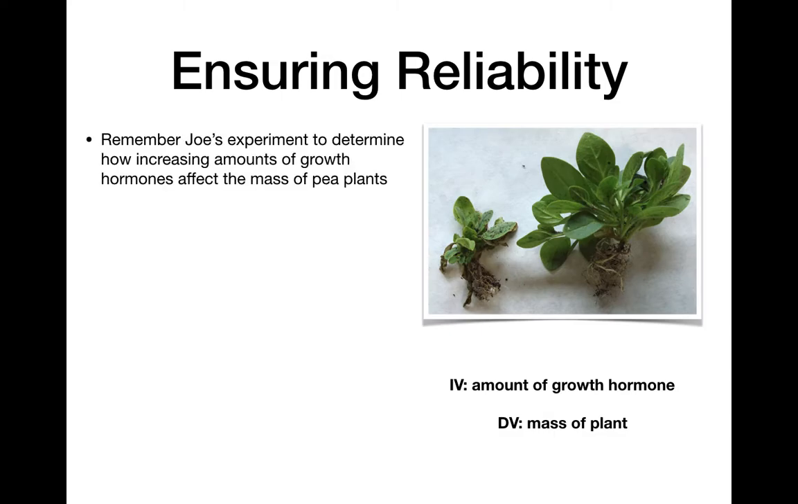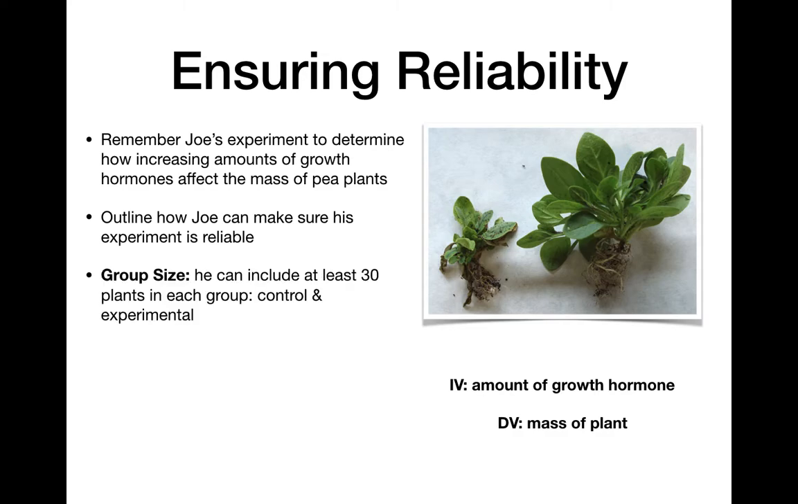Okay, so back to Joe's experiment here about how growth hormones affect the mass of pea plants. How can he make sure it's reliable? Well, he can include at least 30 plants in each group, 30 plants in the control group and 30 plants in the experimental group. 30 is a little bit higher for plants, but the more the better. I would say at least 10 for a plant study in each group.